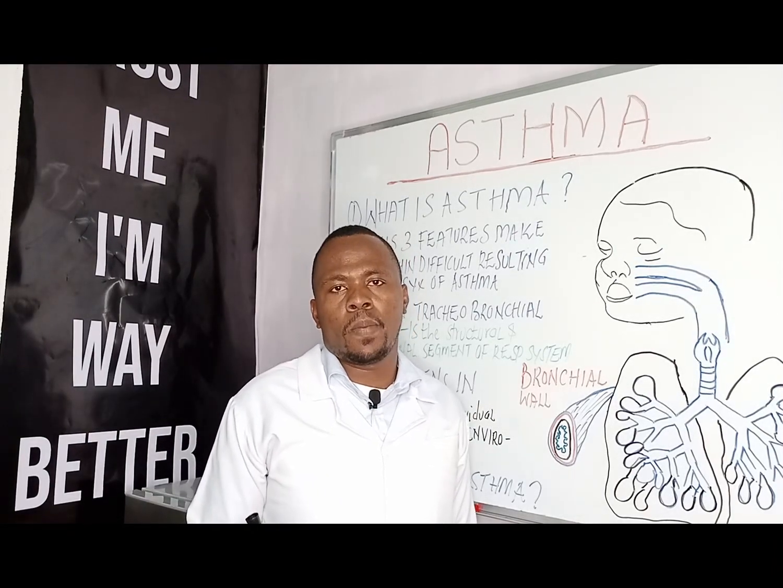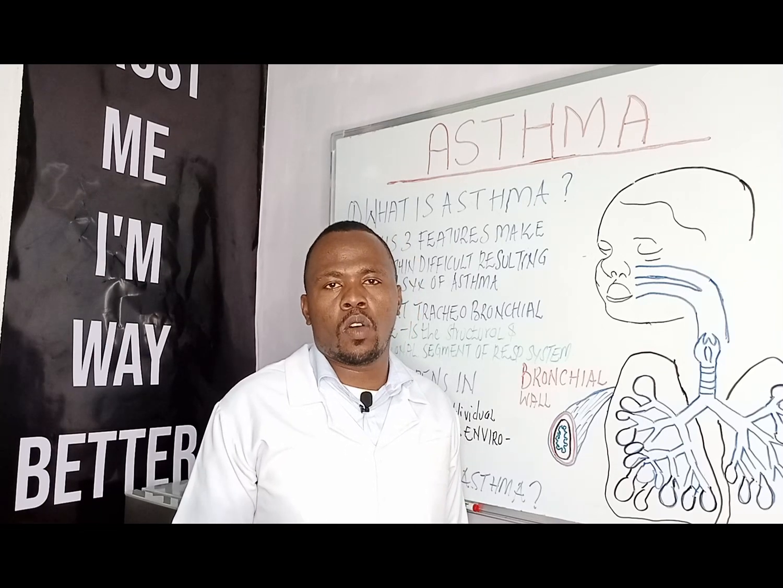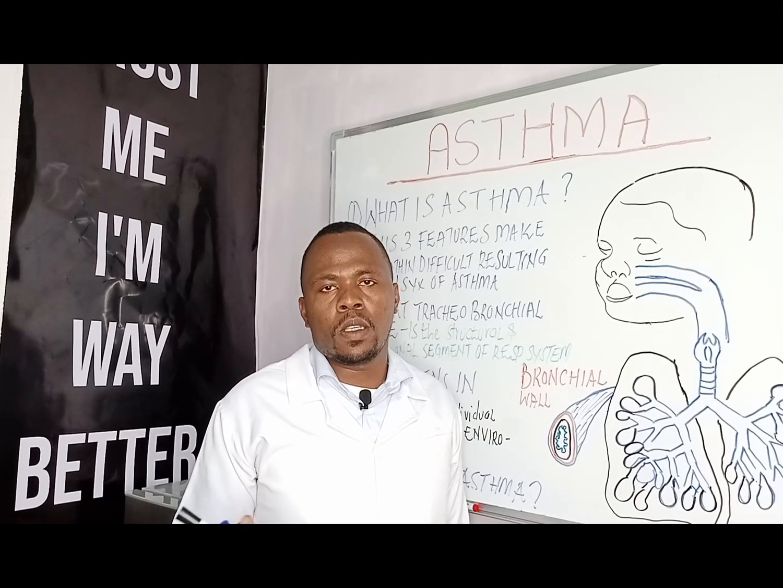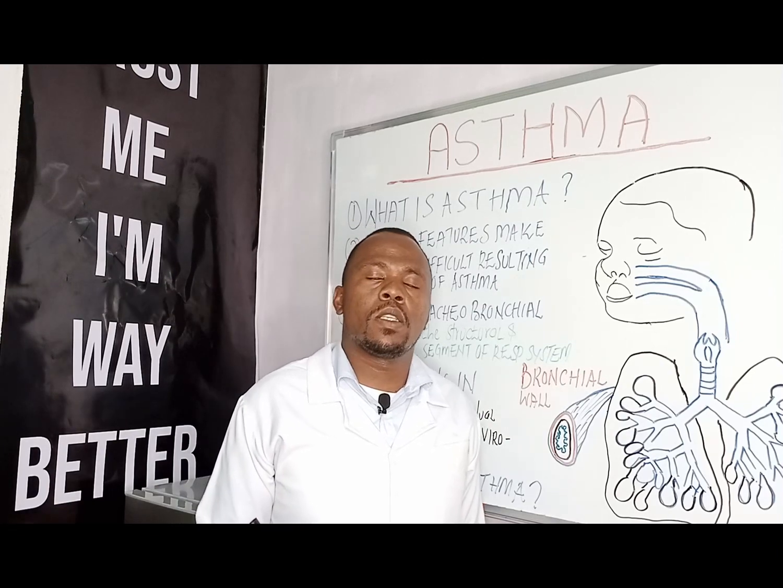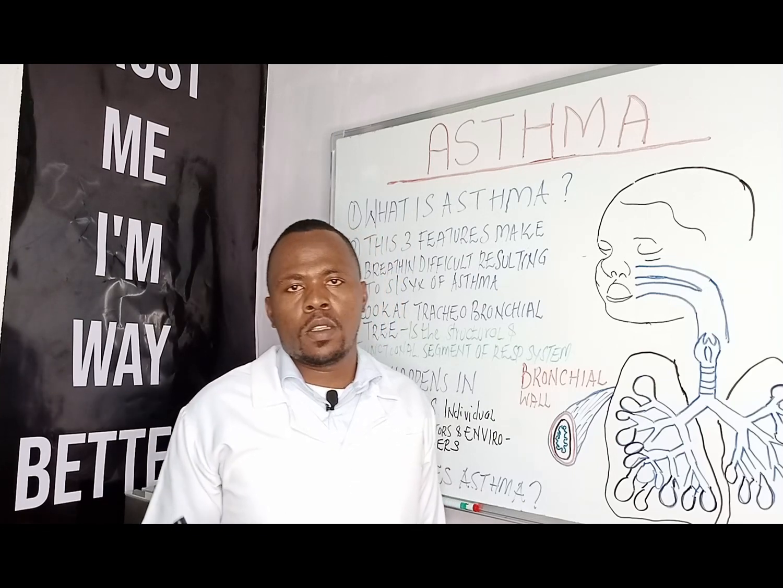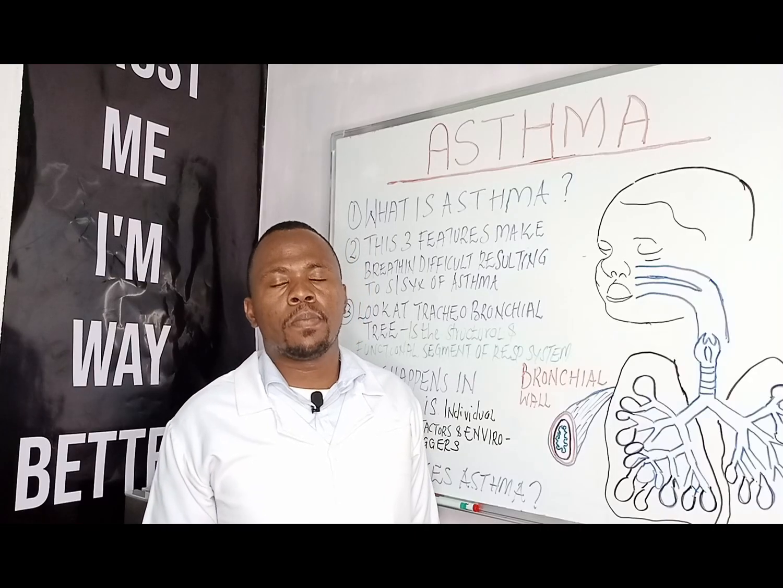Number two, we have environmental irritants. Environmental irritants include strong perfumes, and also paints, strong fumes from paints. We also have environmental pollutants. This is tobacco smoke. Tobacco smoke is a trigger for asthma.